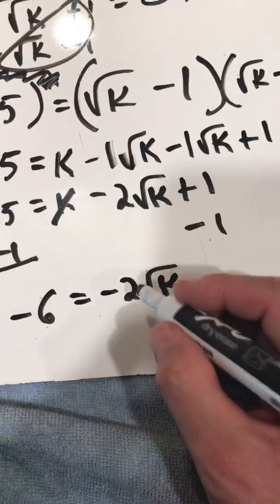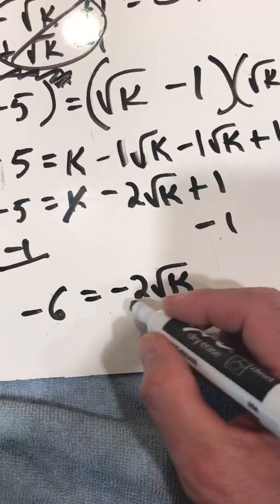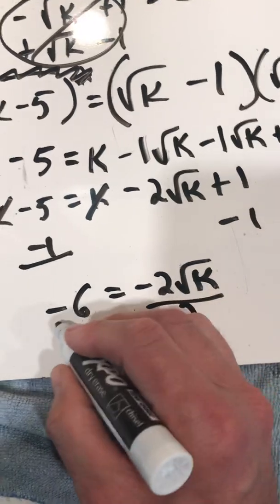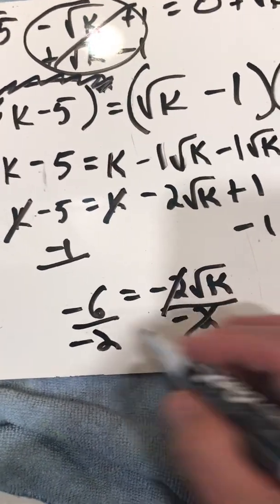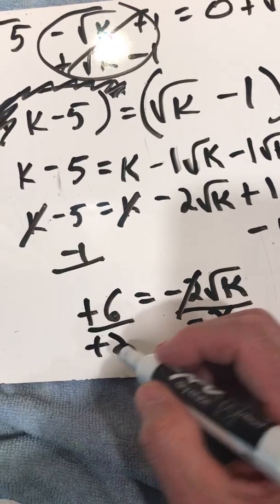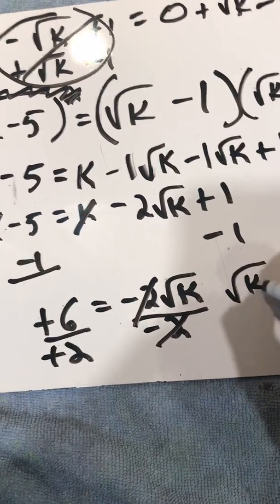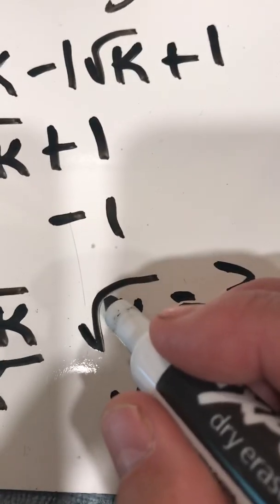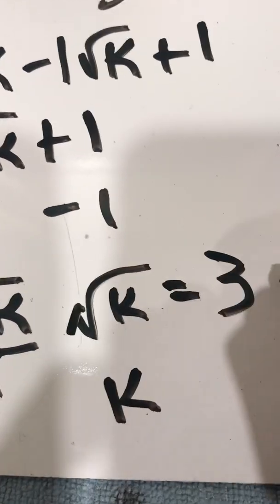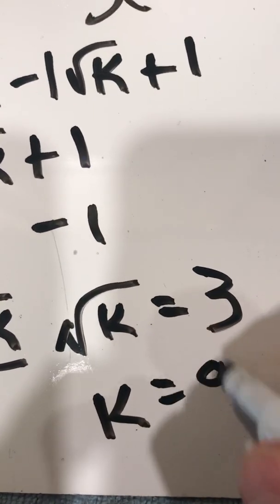How do you solve for k? This is negative 2 times the square root of k, so we use division. What I do to one side, divide by negative 2, I must do to the other. Cancel, cancel. That's a positive number. So the square root of k must equal 3. So what does that number have to be? If you square it to undo the square root, and you square this side, it must be 9.